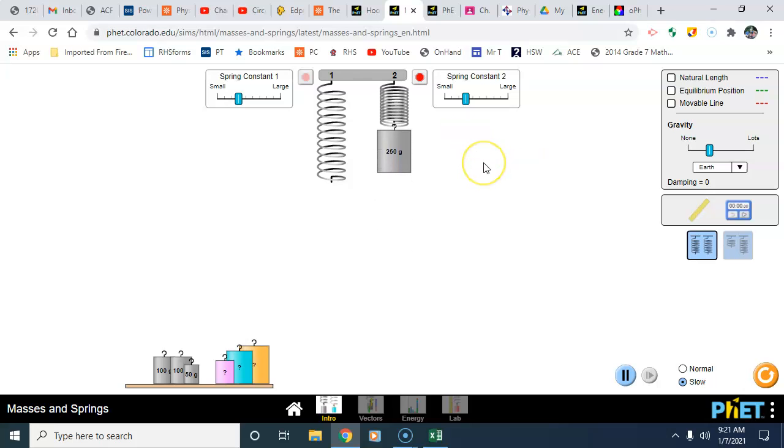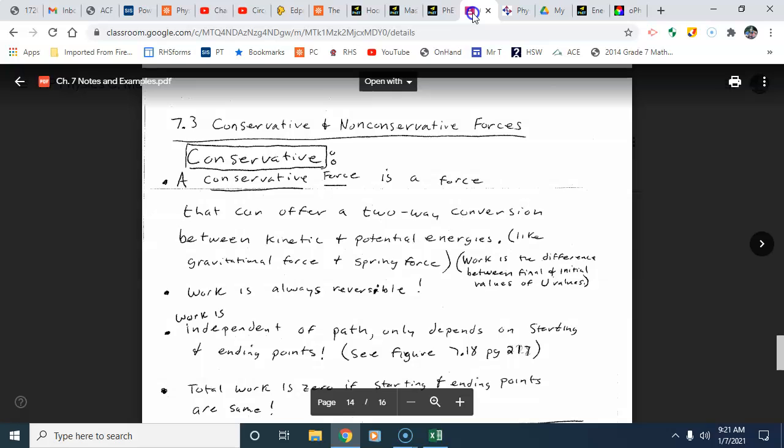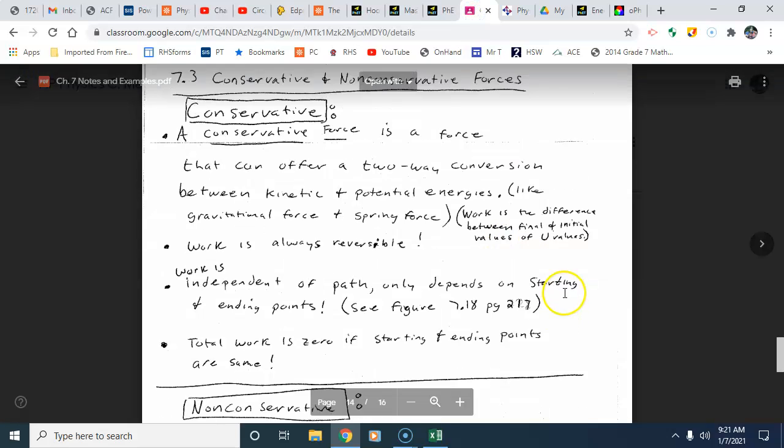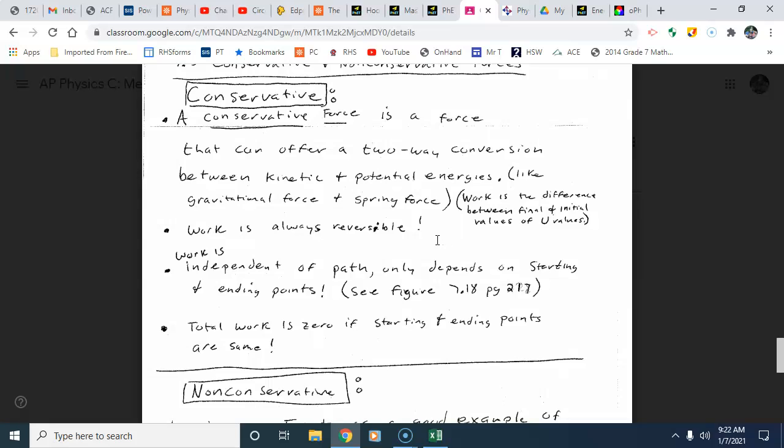All right, so anyways, conservative forces, not to spend too much time on this, are just forces where the work is always reversible. That's why it's conservative, all right? If you drop something, even if it's a pendulum or just a ball, I could get all that energy or work back by picking it back up to here. And now I have the same potential energy. I could do some kind of work to make it reversible to get all that back easily. And also, just a note here, work is independent of the path, only depends on the starting and ending points.